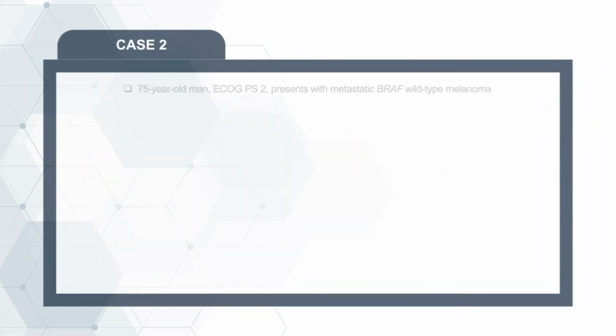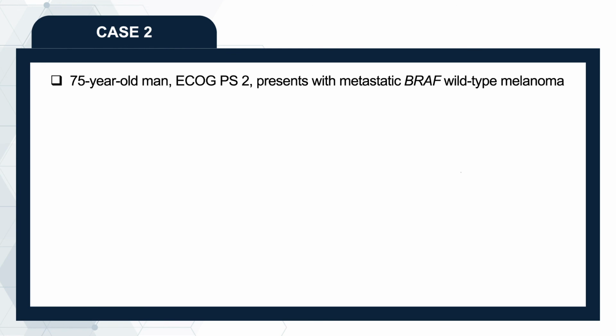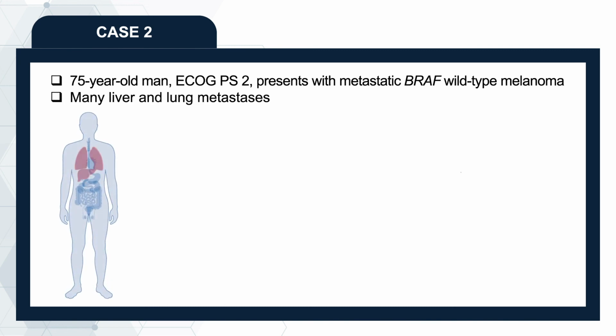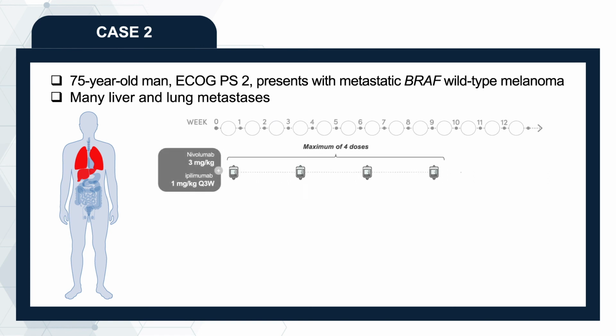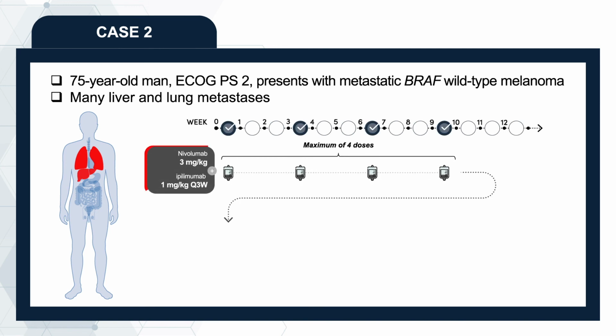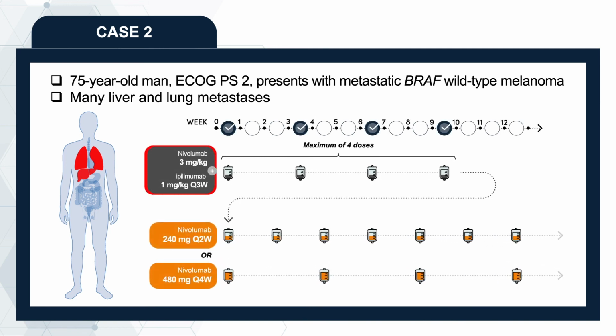The second case involves a 75-year-old man with an ECOG performance status of 2 who presents with metastatic BRAF wild-type melanoma, including too numerous to count liver and lung metastases. Based on the high tumor burden and based on this patient's limited capacity to tolerate a grade 3 or 4 immune-mediated adverse reaction, it would be reasonable to consider administration of nivolumab plus low-dose ipilimumab at 1 milligram per kilogram, the dosing regimen explored in the Checkmate 511 study.